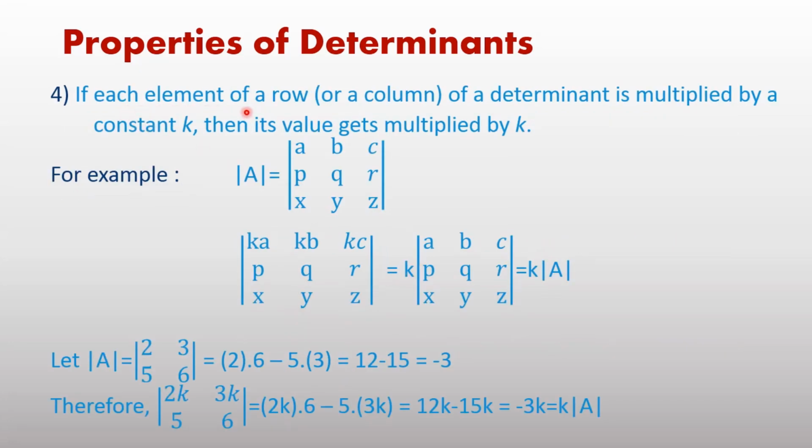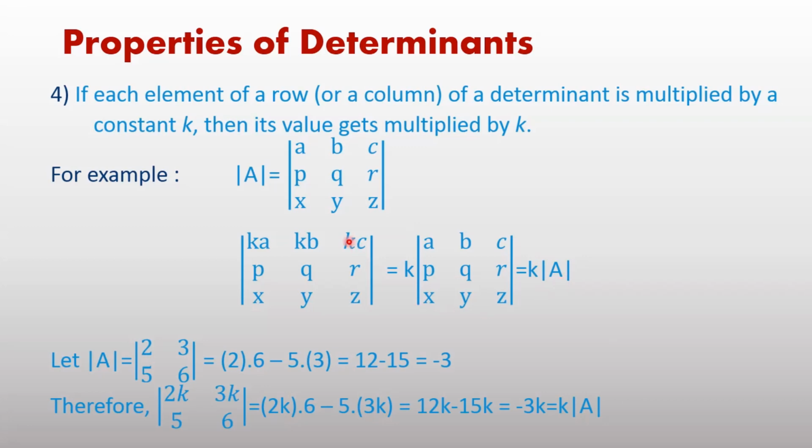Now, the fourth property: if each element of a row of a determinant is multiplied by a constant k, then the value gets multiplied by k. It means a determinant is written as A, B, C, P, Q, R, X, Y, Z. If the first row is multiplied by k, then you can say k times this determinant equals the determinant with the first row kA, kB, kC. You can verify it.